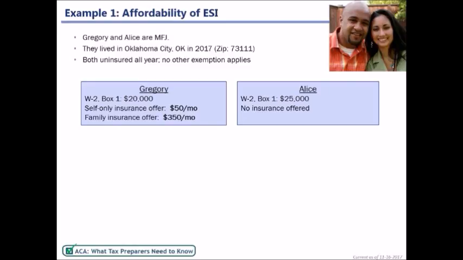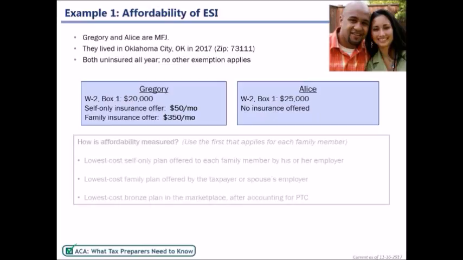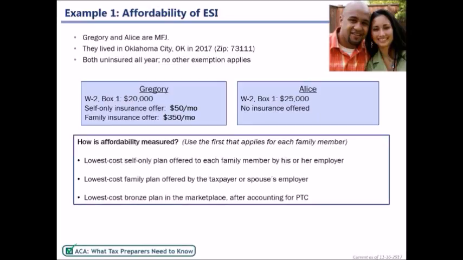So he was offered coverage of $50 per month for himself. And he was offered family coverage of $350 a month. And it's not unusual for the self-only cost to be much lower than the family cost. Now his wife Alice, she had wages of $25,000 and she had no insurance offer. And they were both uninsured all year. So like I said, we're going to go through this hierarchy of questions.